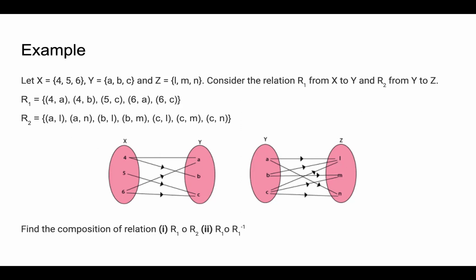Now what we have to find is the composition of relations R1 composite R2 and R1 composite R1 inverse. Inverse we have also seen. Suppose Y to Z is the relation, then the inverse of that relation will be from Z to Y. Like that we have to find R1 composite R2 and R1 composite R1 inverse.